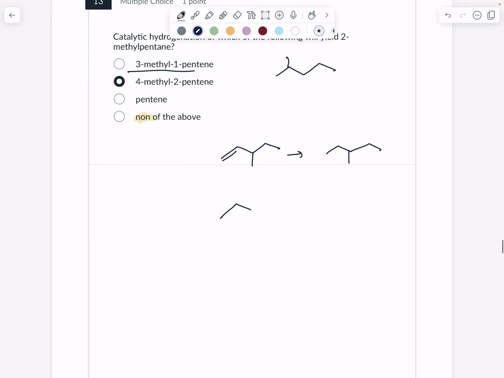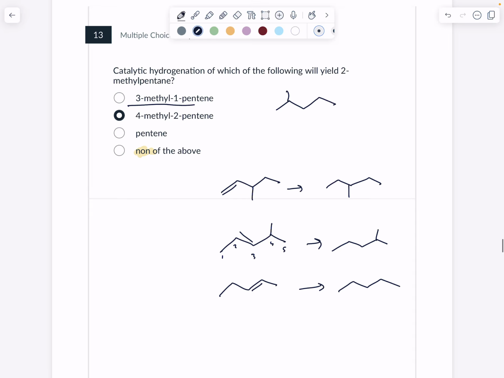The next is 4-methyl-2-pentene. So 1, 2, 3, 4, 5, 4-methyl-2-pentene. So if we put that through hydrogenation, it will look like that. Just plain pentene, if we put this through, it doesn't even say where the double bond is. It could be here or here. I'll just pick one. That would just be pentane. So none of the above is our other option.